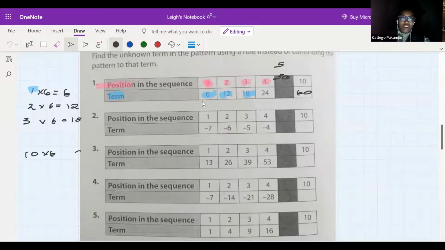So do you see now why we are relating them with position to term instead of going from one term to the next, to the next, to the next? Do you feel better? Okay, awesome.